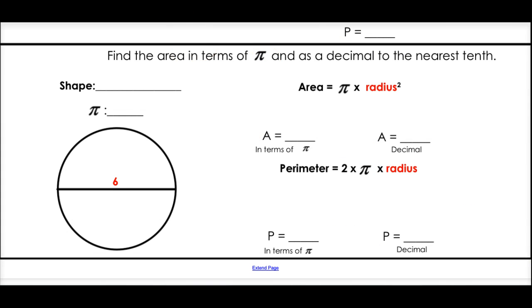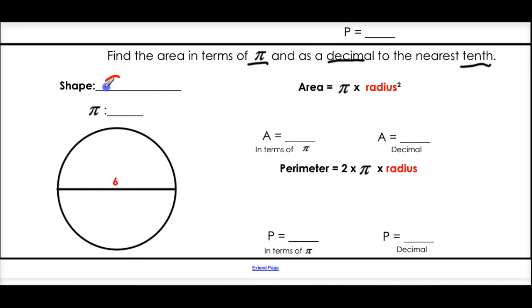All right, for our final question, we're going to be doing circles, the area and perimeter. So this question has a slightly different question attached to it. Find the area in terms of pi and as a decimal to the nearest tenth. Okay? So we're actually going to answer this question in 2 ways. All right? Well, first let's start off. What are we looking at?